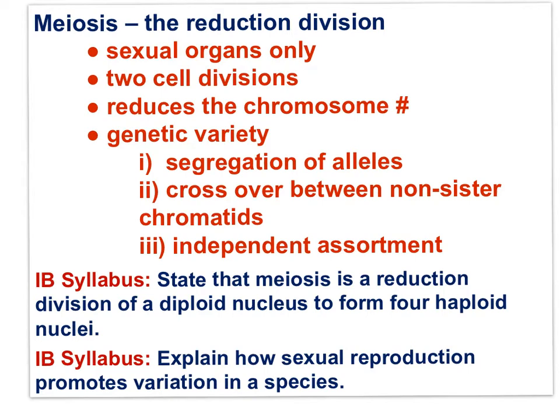And meiosis serves to provide genetic variety from the segregation of alleles, from the exchange of DNA between non-sister chromatids, otherwise known as crossover, and lastly, independent assortment. This movie will examine carefully all three of these events. This movie will also explain how sexual reproduction promotes variation in a species.